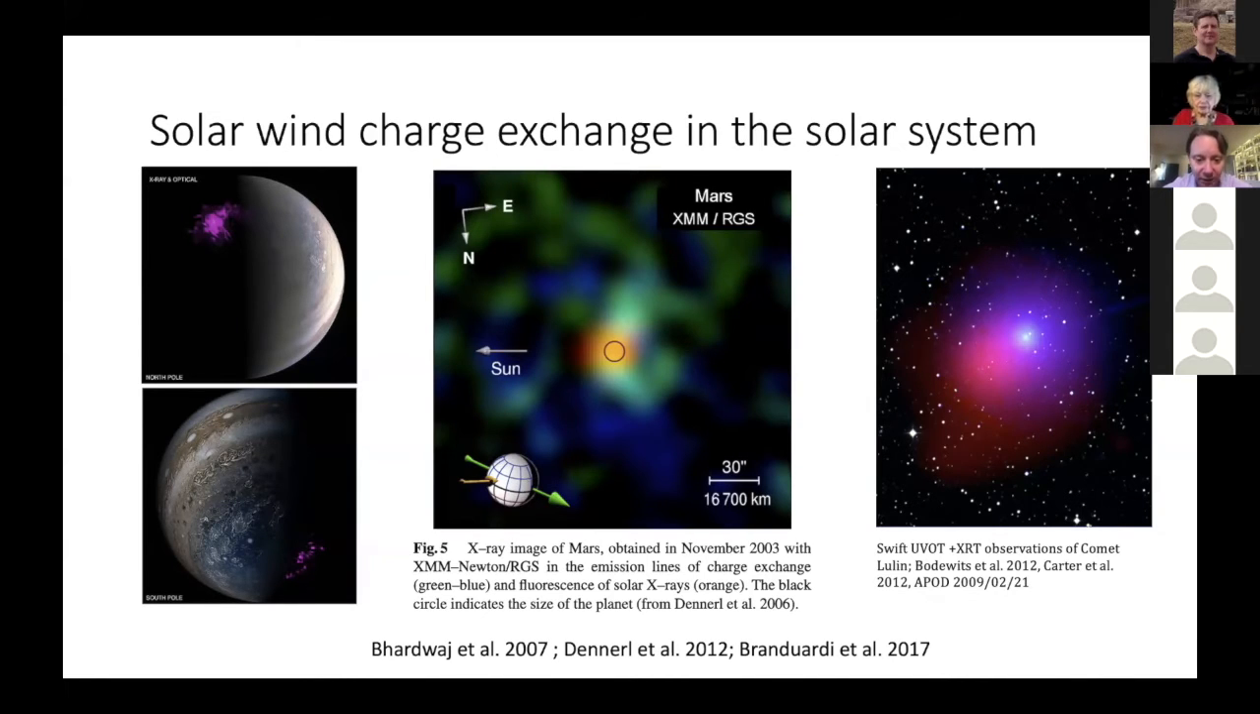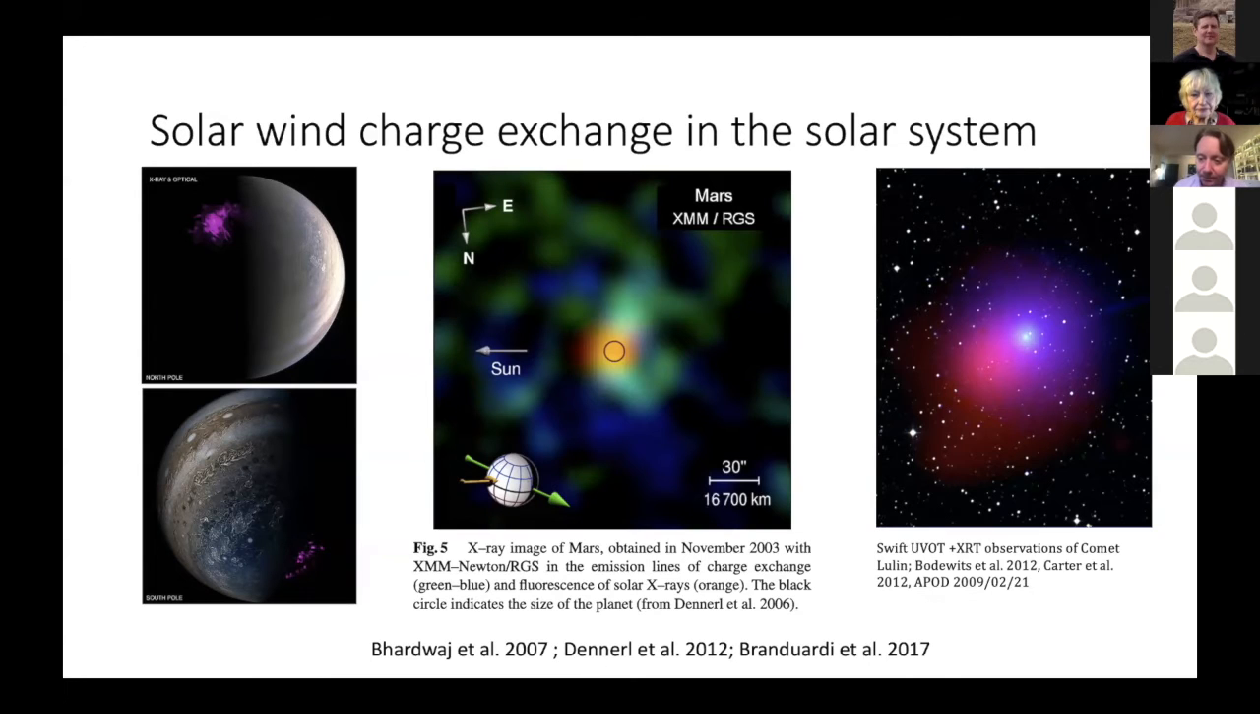You see that circle in the middle, which indicates the disk of Mars, a very dense atmosphere, where the X-ray emission comes from fluorescence, and in the blue and green around it, this is charge exchange emission from atoms that are escaping Mars, since you know that Mars has not a lot of water on its surface anymore, and it has a very large exosphere of escaping gas.